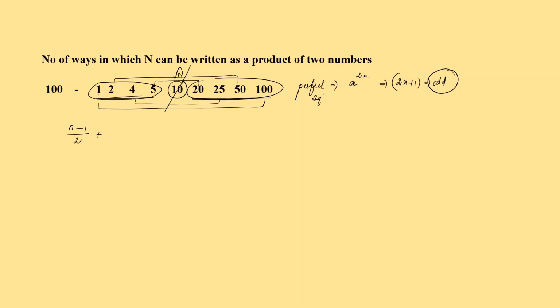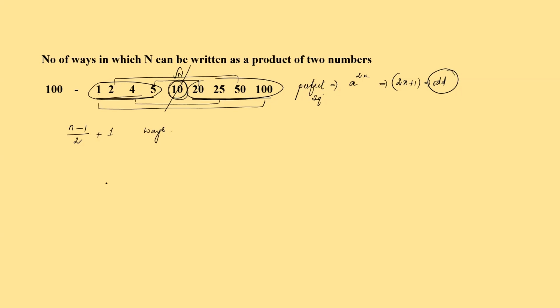But remember that the square root of n into square root of n is also going to be a way in which you can write this n as a product of two numbers. 10 into 10 is also 100. So you just have to include that one particular way also. So if at all you know that the number given n is going to be a perfect square, then the number of ways in which it can be written as a product of two numbers is (n minus 1) divided by 2, plus 1 ways.